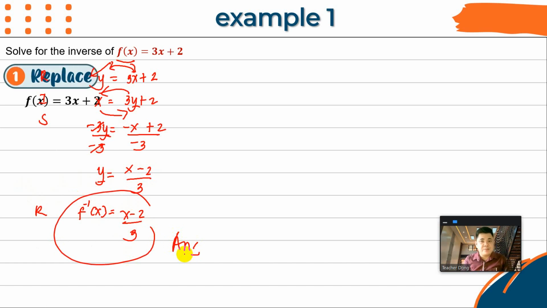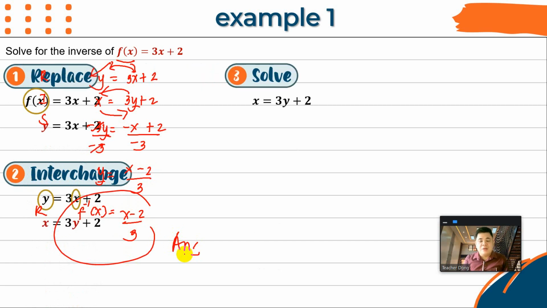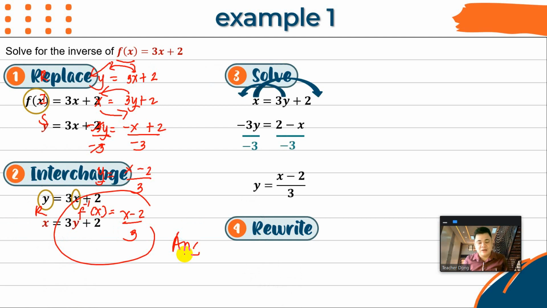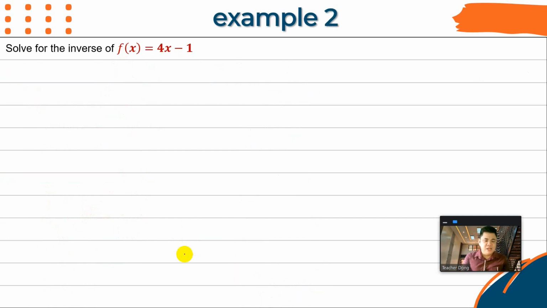So first is replace f of x with y. Then interchange the positions of y and x. After that, you solve for the value of y, and make sure that the y variable is always on the left. Solve until you get the value of y, and then rewrite, changing y to the inverse of f of x, which is equal to (x minus 2) over 3. Let's have one more.